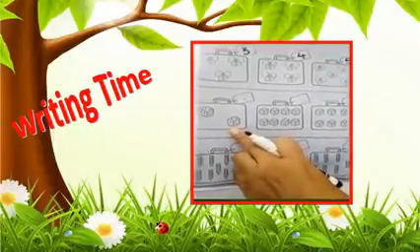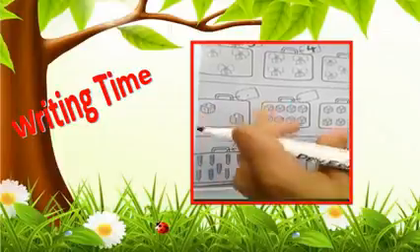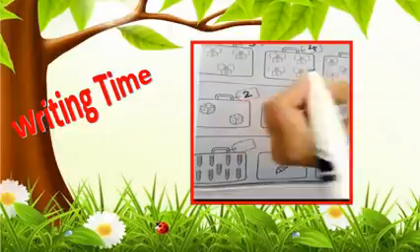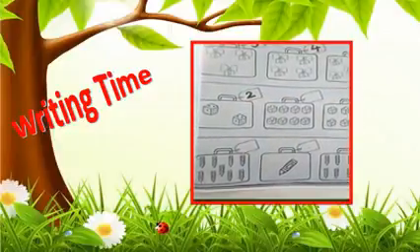Now come towards next one. How many dices are there? 1, 2. In the same manner, you have to attempt all nicely and neatly.